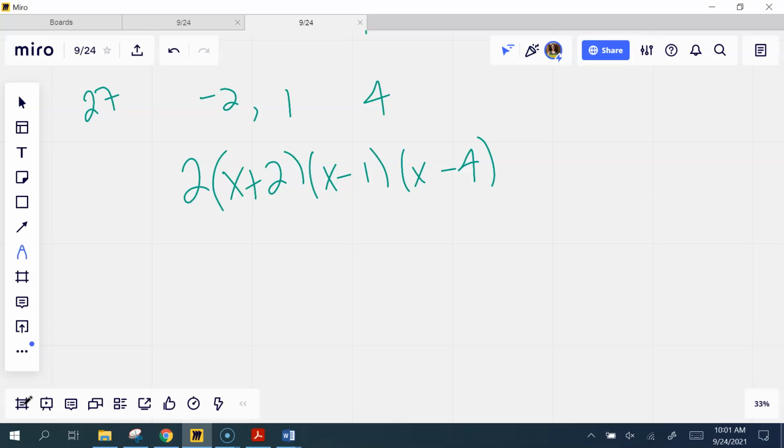It had you FOIL it out. I don't care if you FOIL it out or not. Even though it's vertically stretched or shrunk, it's still going to cross at the same place. Not if you put it before it like that. That's like having a GCF that you take out in the beginning.